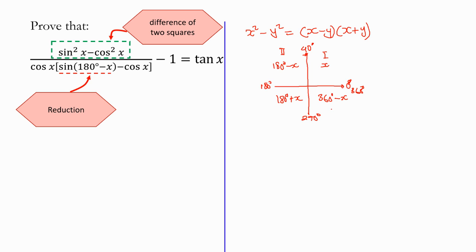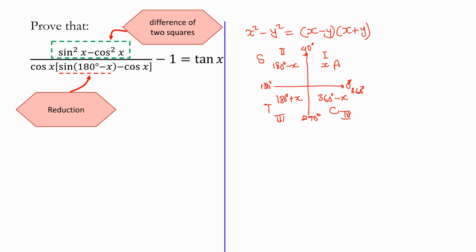Right, and then remember that in the first quadrant, all the trigonometric ratios are what? Positive. And then in the second quadrant, it is only the sine of the angle that is positive. And then in the third quadrant, it is only the tangent of the angle that is positive. And then in the fourth, it is the cosine of the angle.